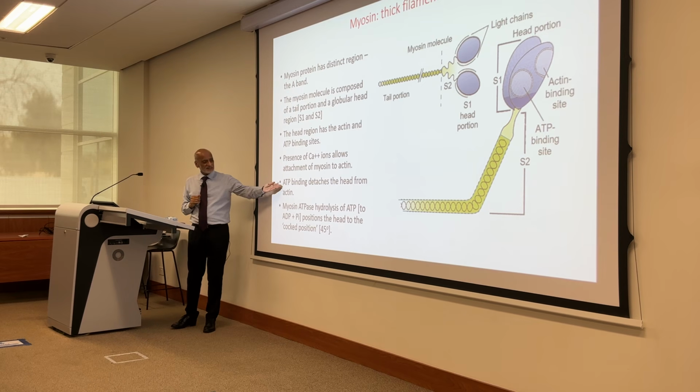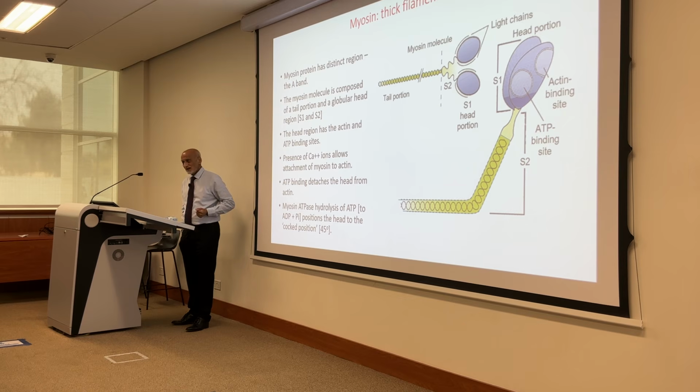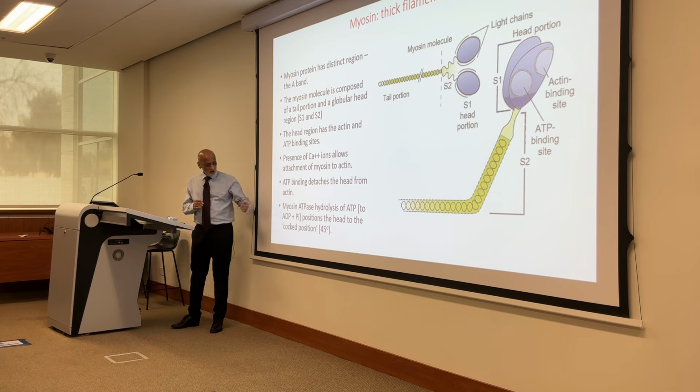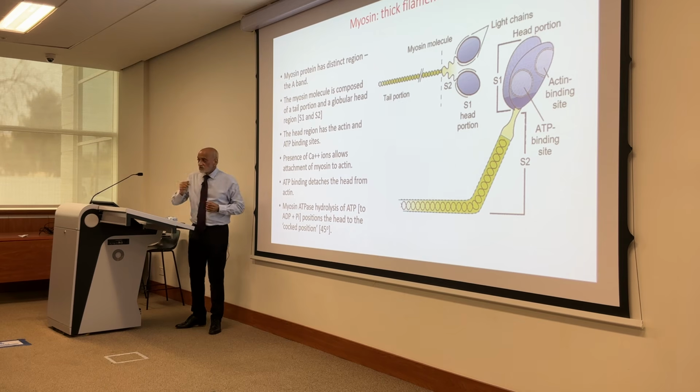On the other hand, you have an ATP binding site. So when ATP binds to the myosin, then the head will detach from the actin. Okay, so calcium allows the head to bind to the actin. ATP binding allows detachment of the head from the actin. When you hydrolyze the ATP using the myosin ATPase, that does two things.